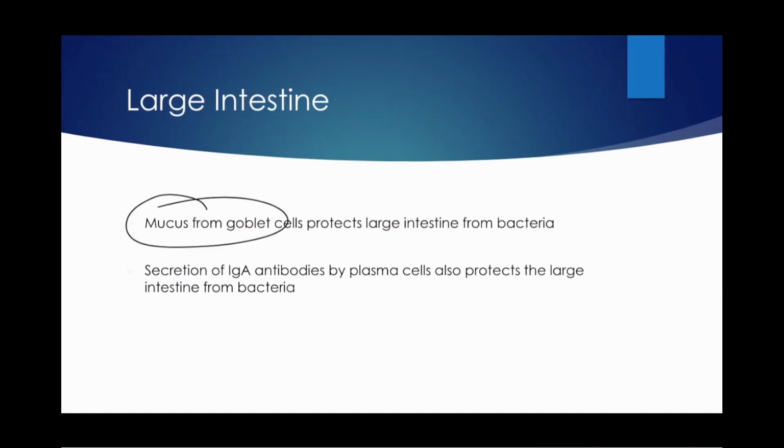We have mucus from goblet cells, and they help as well with bacteria. We also have secretion of IgA antibodies in here, which also help us prevent bacterial overgrowth. We don't want that to go crazy.